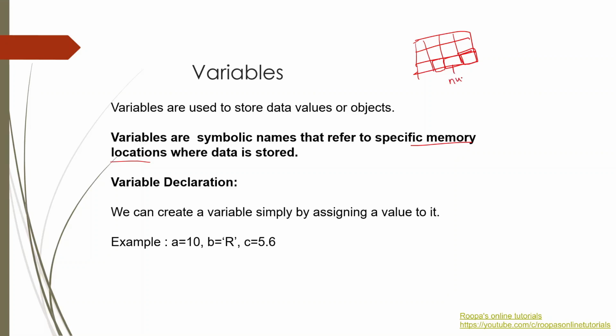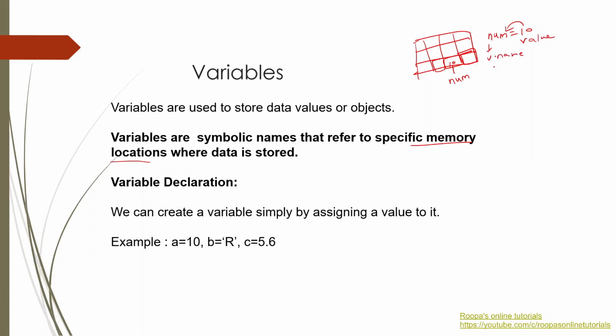For example, here I give num. That means in this particular memory location, I am storing some value, let us say 10. When I say num is equal to 10, that means the value of this particular memory location I have given as 10. So here 10 is the value and this is the variable name.